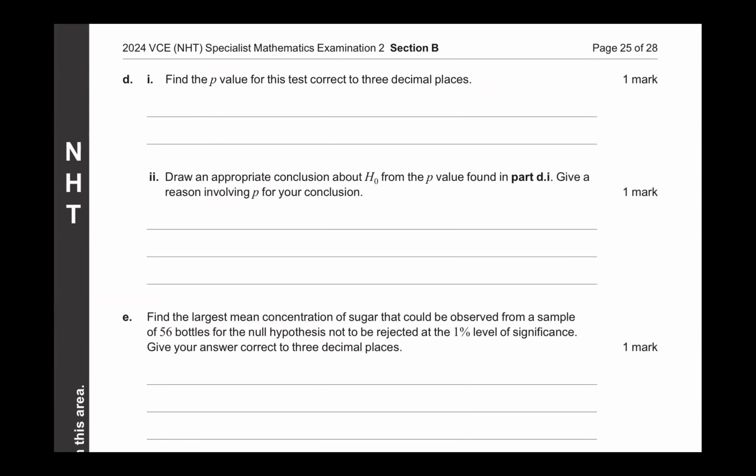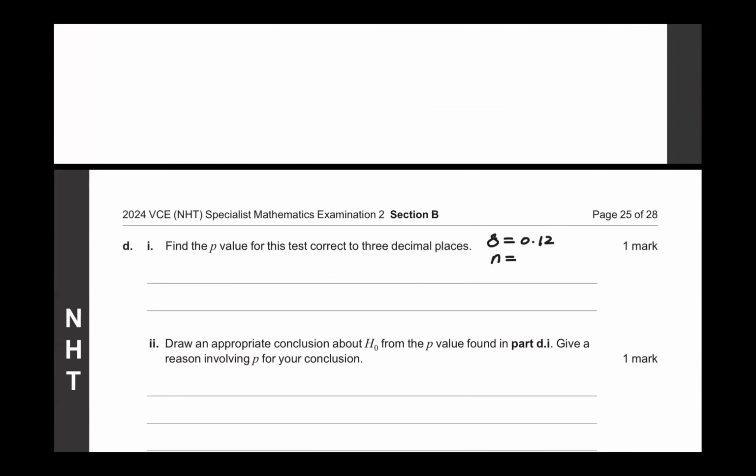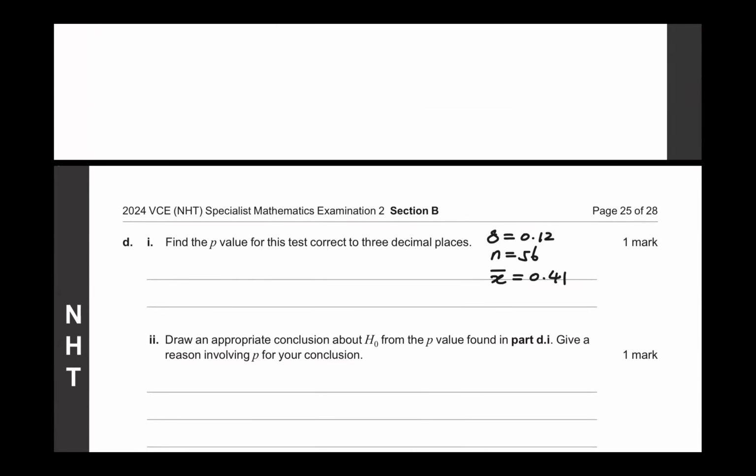Find a p-value for this test correct to 3 decimal places and draw an appropriate conclusion about H naught. Give a reasoning involving p for your conclusion. So this is telling you sigma equals 0.12, n equals 56 bottles, your x bar is 0.41, your mu naught is 0.37. And what else? And it's mu greater than mu naught, okay?